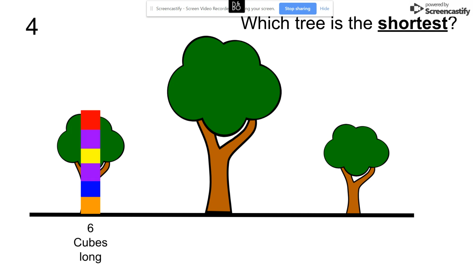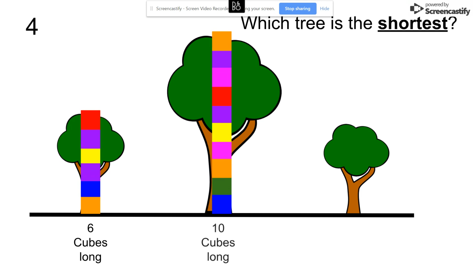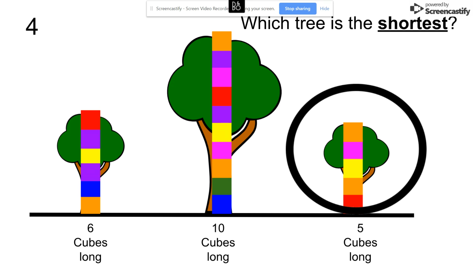The first tree is 6 cubes long or tall. The next tree is 10 cubes long or tall. The last tree is 5 cubes long or tall. If you said the last tree was the shortest, great job, you were correct. 5 is smaller than 6 and 10.